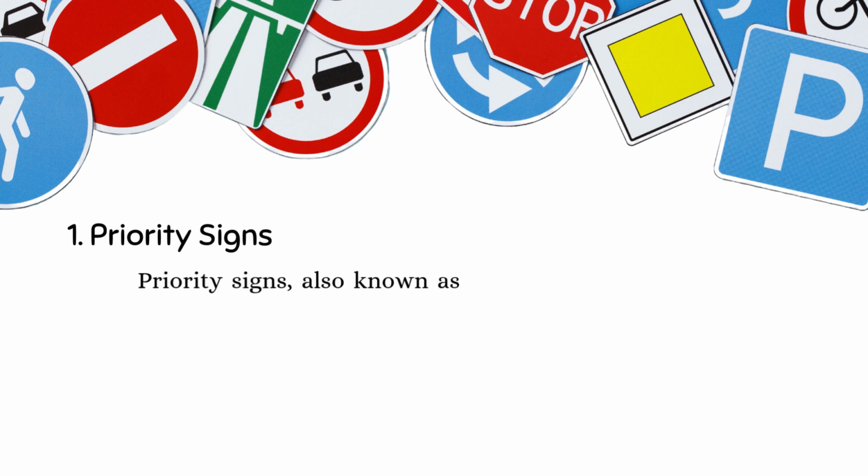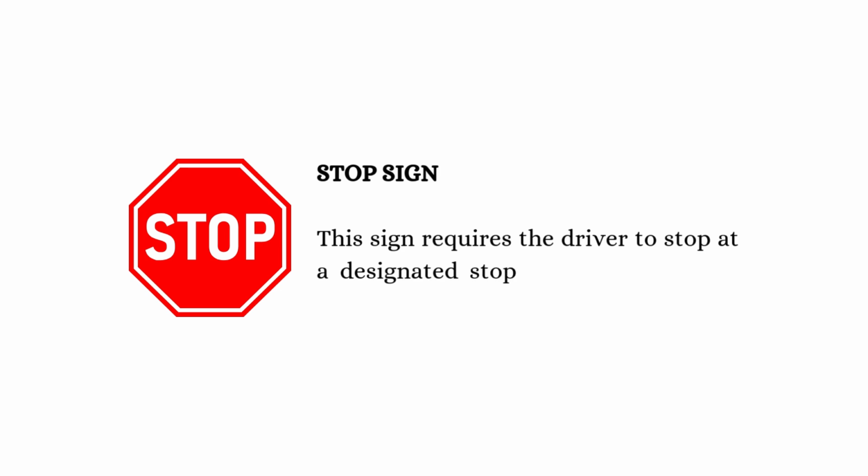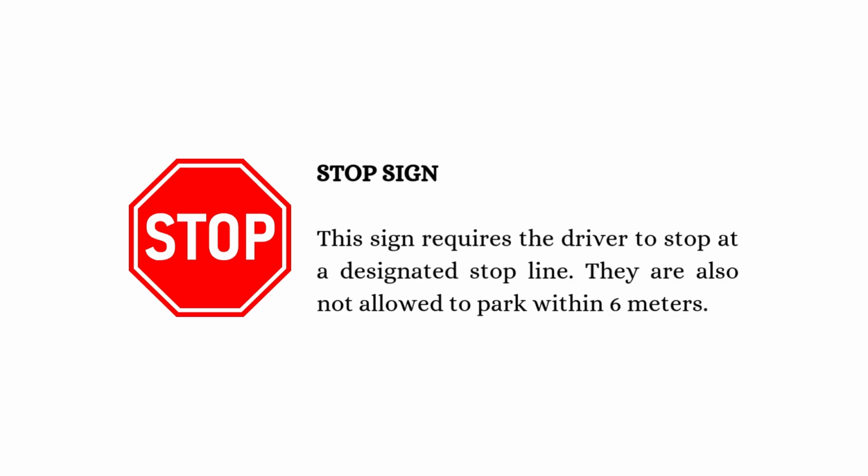Priority signs, also known as right-of-way signs, indicate the order in which vehicles should pass through intersections or junctions. Stop sign. This sign requires the driver to stop at a designated stop line. They are also not allowed to park within 6 meters.